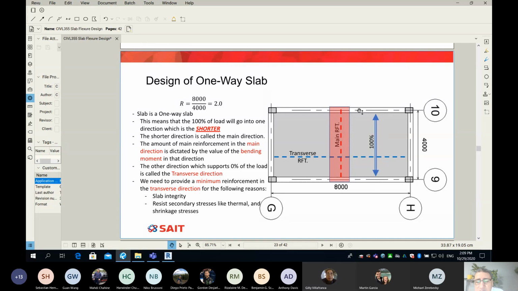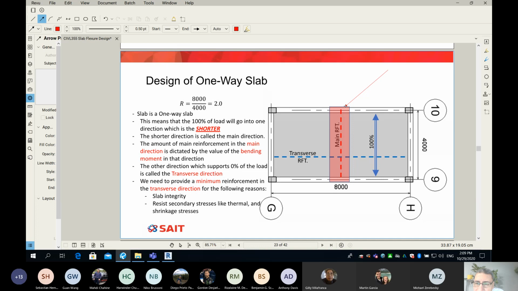Let me ask you, is the design strip here continuous or simply supported? Simply supported. And we can find the moment. We can say W L squared over 8 because it is simply supported. And once we know the moment, we can find the area of steel. What do we call the reinforcement in this direction? We call it main or principal.